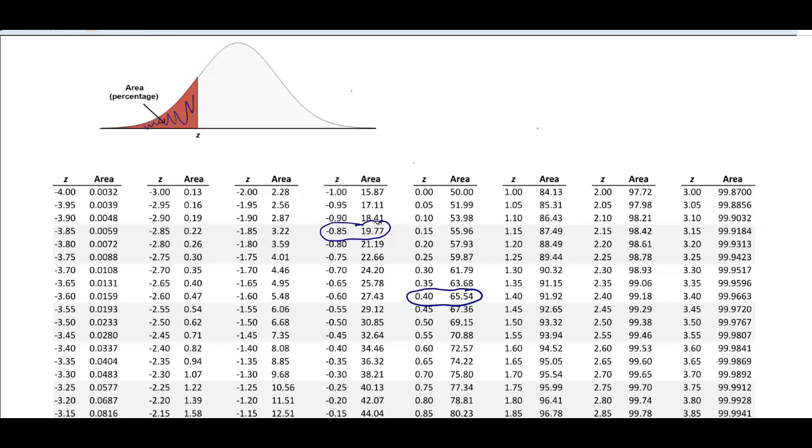Okay, if you accidentally put down -0.8 instead, that would be okay. You would be close enough. If you want to do the average of 0.85 and 0.8, that would be fine as well. But I'm just going to go with the closest one. So z is -0.85.